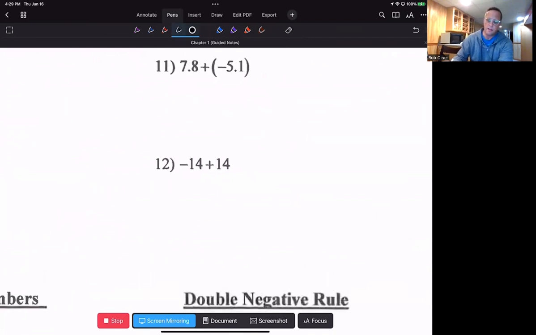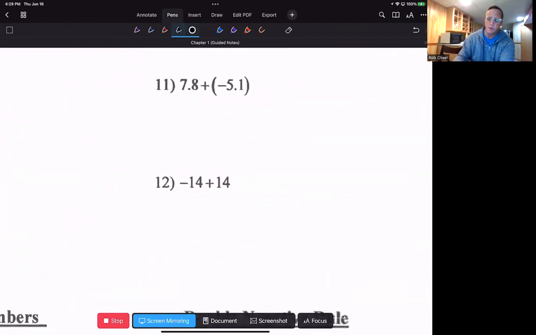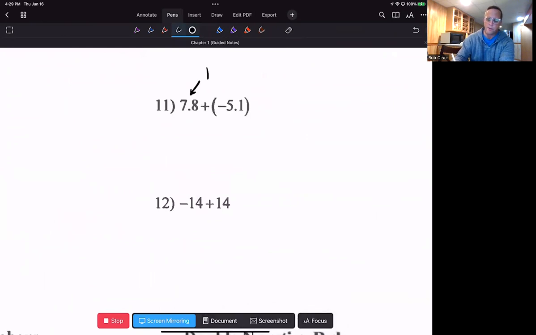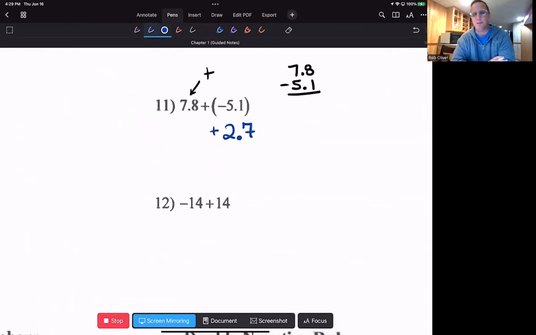All right, number 11. You'll notice here, this is our first one where the positive has a larger absolute value. Therefore, this is going to come out to be positive when we're all done with it. So we just have to subtract these. That's all you're doing. 7.8 minus 5.1, which is 2.7. Positive 2.7. Sometimes people put positive signs there when they know it's positive, but you don't have to put anything down if it's positive. You know it's positive, even if you don't put anything down. However, if it's negative, you must put a negative sign.